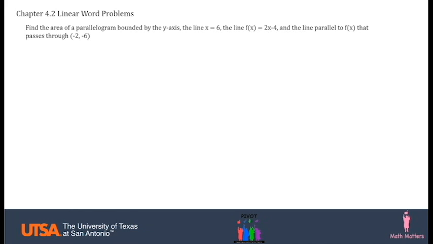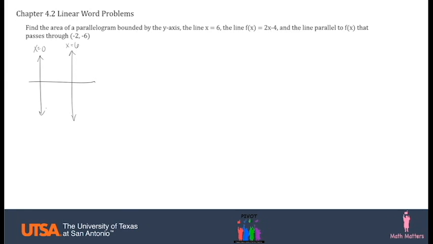So chapter 4.2 gives us this word problem that says find the area of a parallelogram bounded by the y-axis, the line x equals 6, the line f of x equals 2x minus 4, and a line parallel to f of x that passes through the point -2, -6. So the first thing we want to do is just sketch out a picture of this on a graph. Then we have, since this is the x-axis, this is x equals 0. And then we have another line, x equals 6.